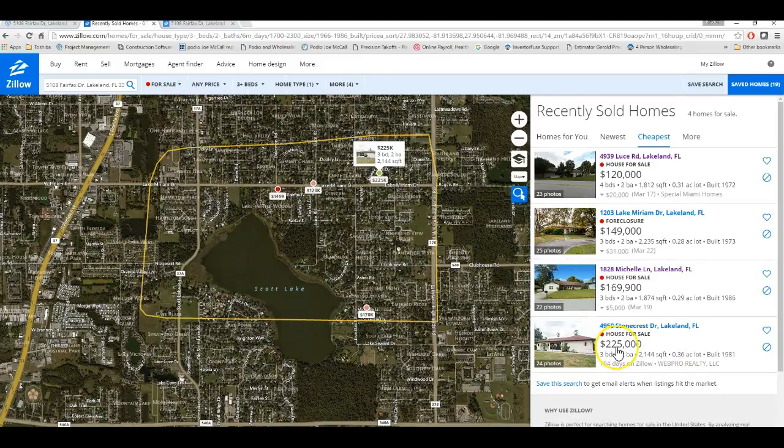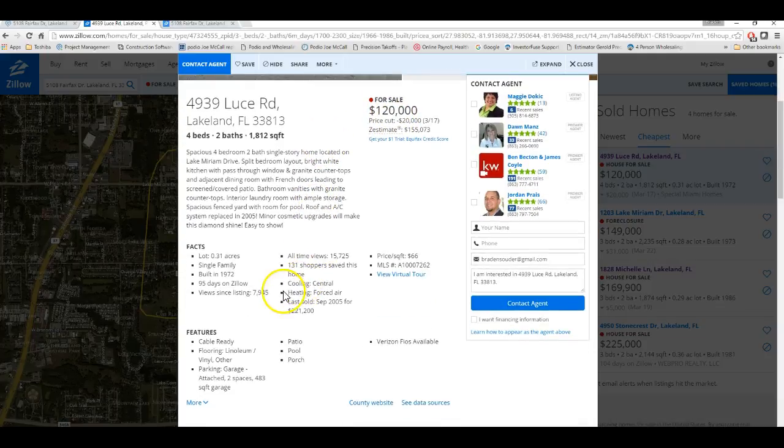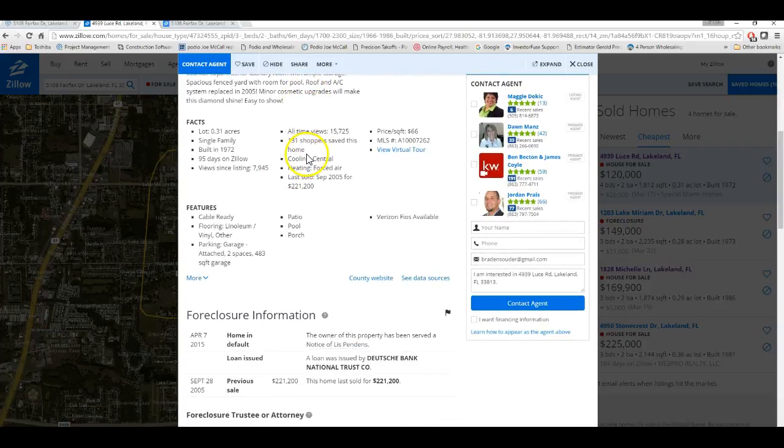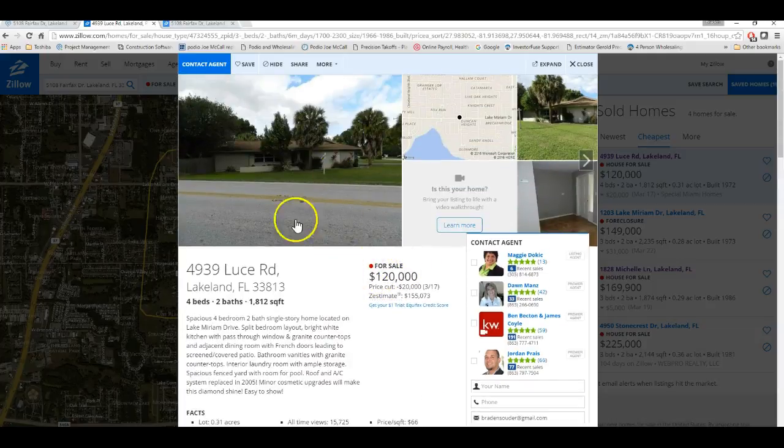The most expensive is 225, 169, 149. It's a foreclosure, will probably get bid up. I'm surprised this one is for sale. Seems like a really good price. The estimate's saying 155, although that doesn't mean anything. They just dropped the price 20 grand. Is it listed with the realtor? Yeah, it has the MLS number. It's listed with the realtor for 120. I'm surprised that it's so low.